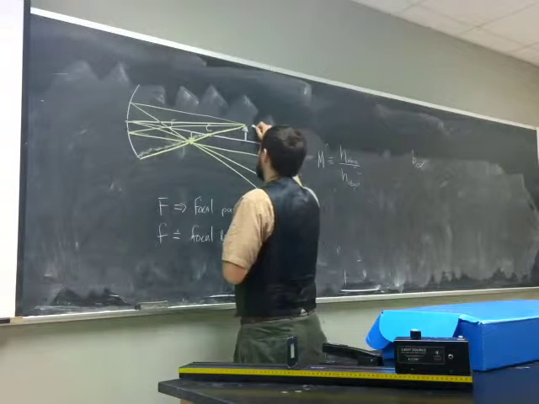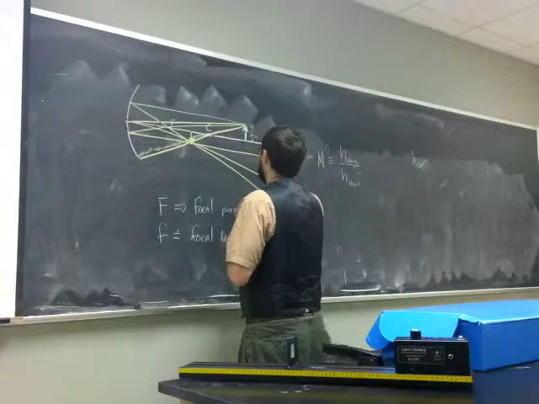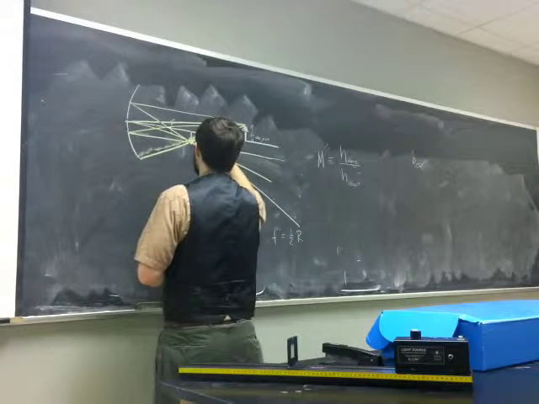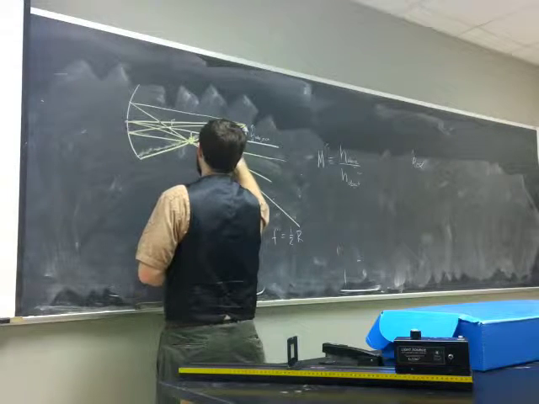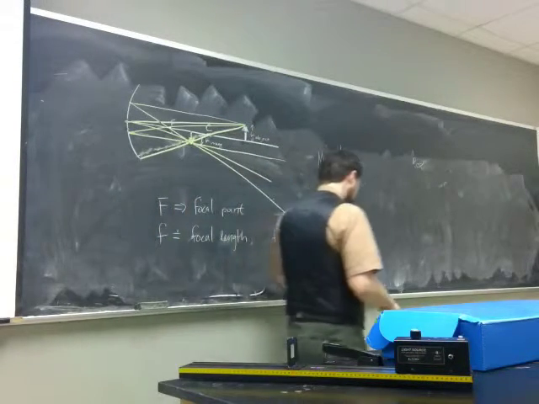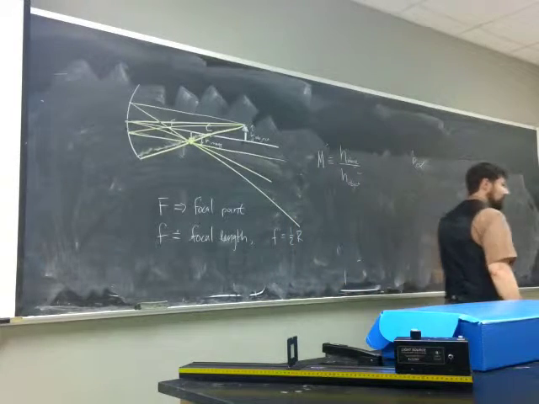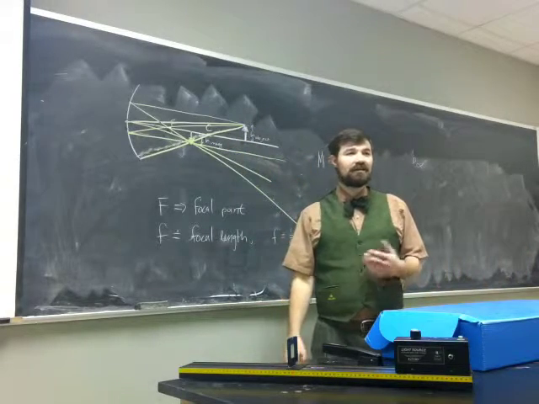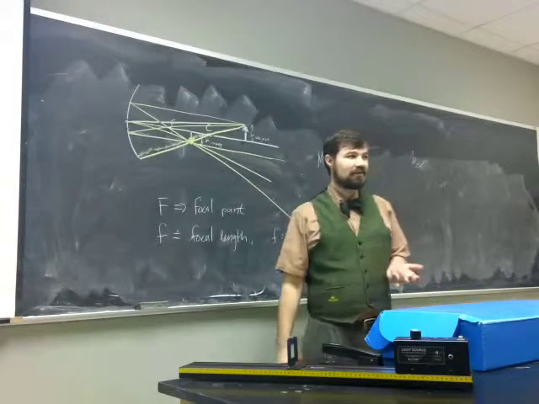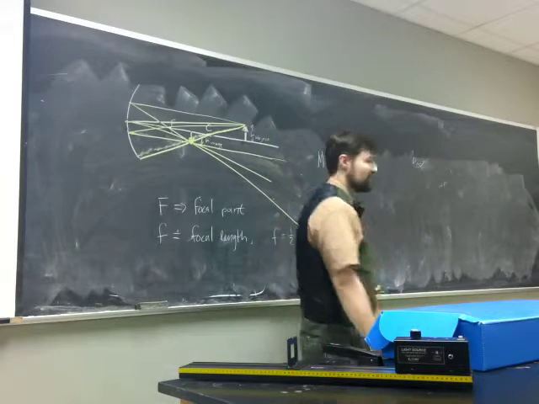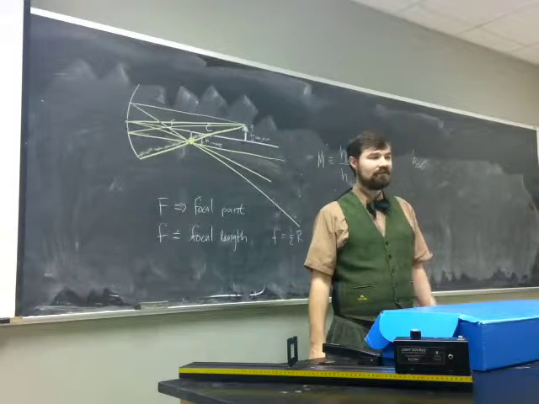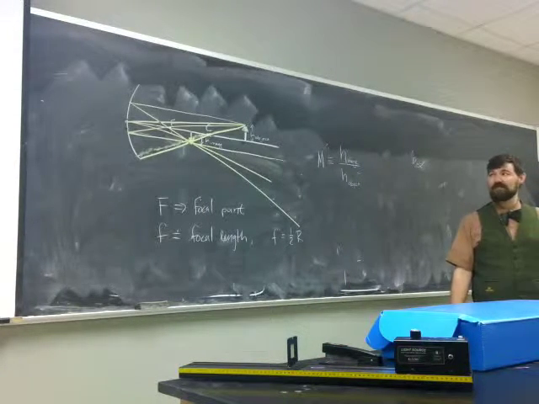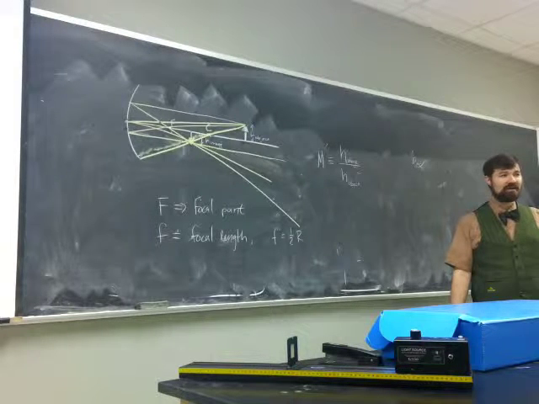So this distance right here would be the height of the object. This distance right here would be the height of the image. And it turns out that if you were to calculate this magnification for these two things, you'd get a negative number. Why is it a negative number? Because the image is inverted. So if you get a negative number for your magnification, it means you're going to have an inverted image. If you get a positive number, it means you're going to have an upright image.